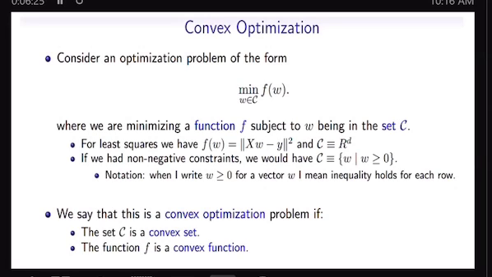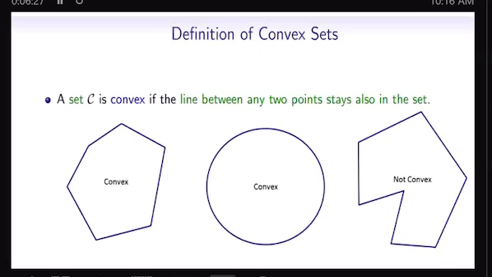Okay, and right now I'm trying to define what we mean by a convex set. Now I'm trying to show you a picture of a convex set. When you see the polygon, take a look at the circle, take a look at this. These are convex.